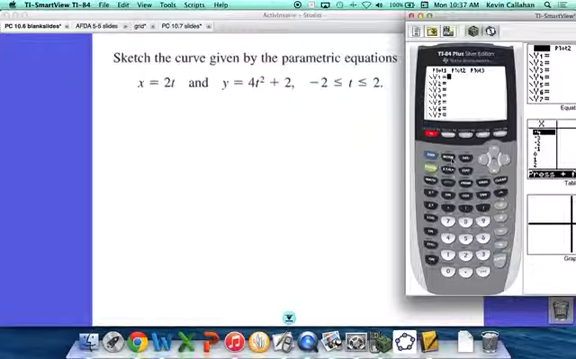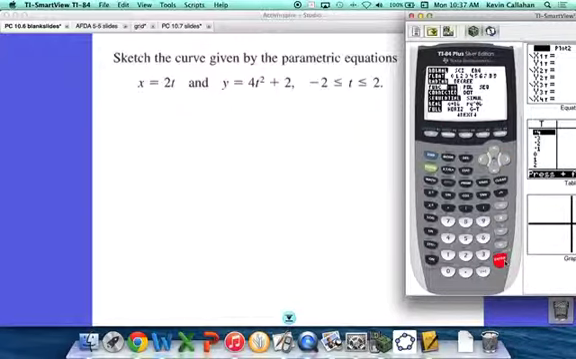Now, go to the mode, and notice on the third line down where it's highlighted on function right now, but right next to it, it says PAR for parameter or parametric. So you go down to that one, enter so that it's highlighted on the PAR, and now go back to y equals and see what it looks like. Okay, now you've got x1t, y1t. So x is a function of t and y is a function of t. Okay, so let's say I'm going to put on the first line, x equals 2t.